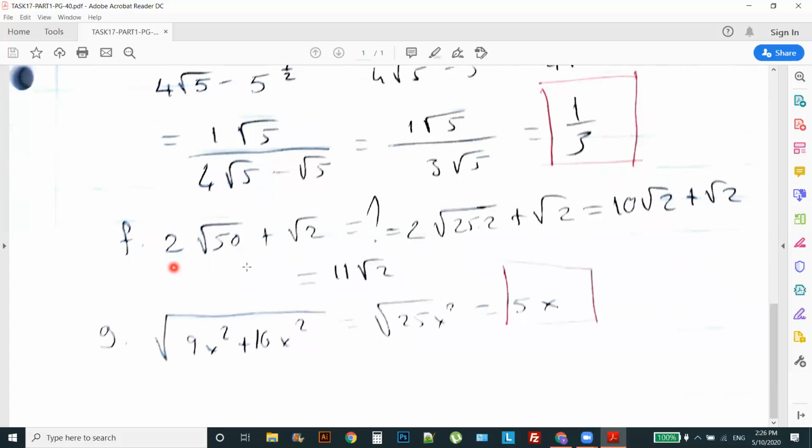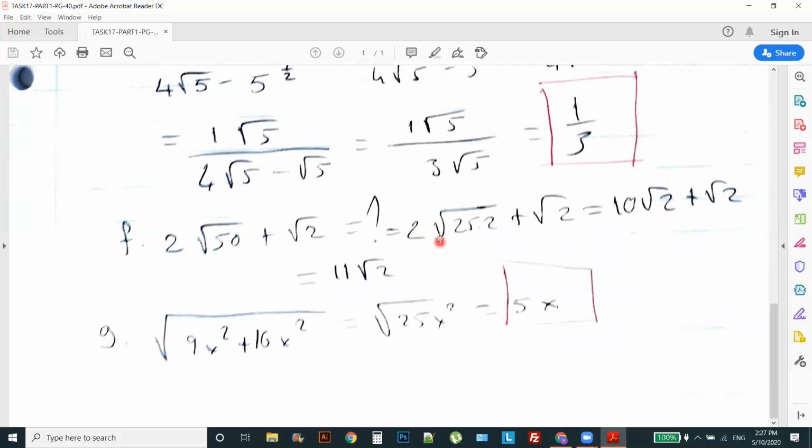Okay, question F, 2 root 50 plus root 2. Again, when I look at this, it's addition. I need to make the numbers inside the root the same, but here it's root 50 and root 2. So I'm going to find the factors of root 50. Right?